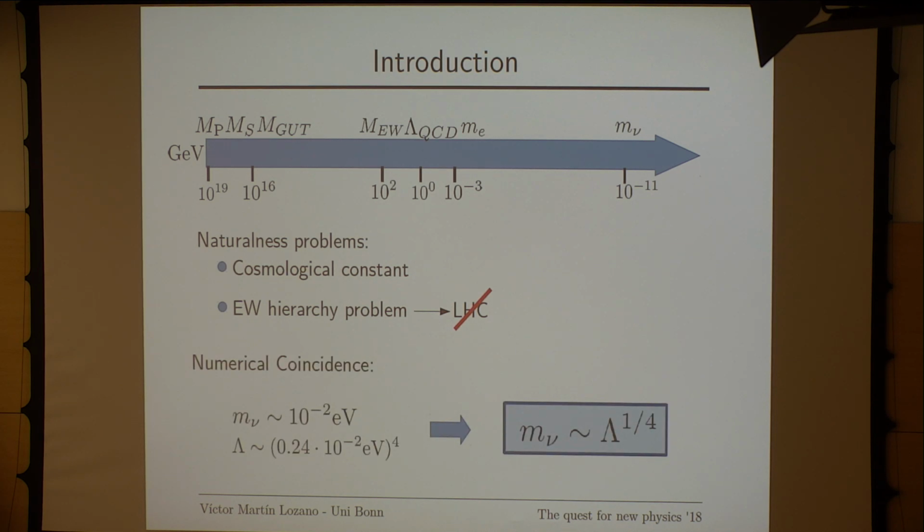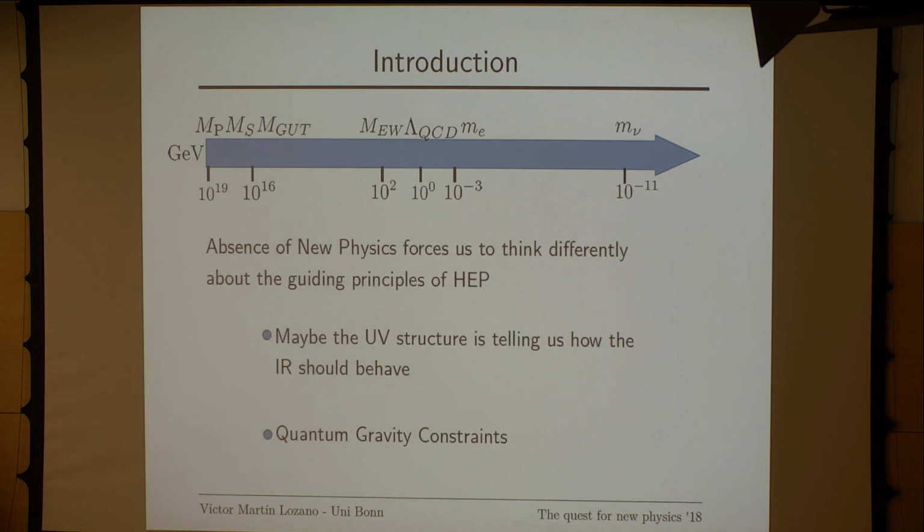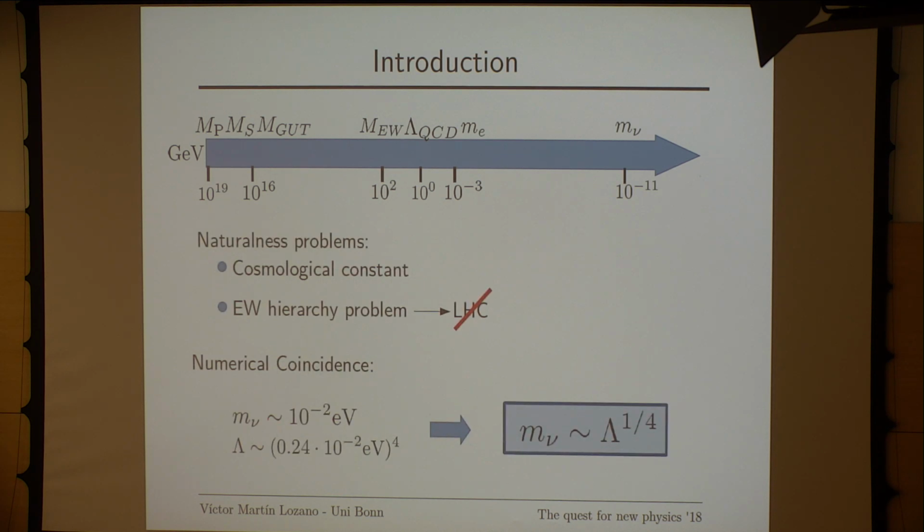For example, this is just a numerical coincidence that could be just by accident. If we compare the scale of the neutrino masses and the cosmological constant, we see that they are somehow related. You can say that this is just a numerical coincidence, that it is. But this could make us think that the absence of new physics forces us to think differently about the guiding principles of high-energy physics. So maybe the ultraviolet structure is telling us how the infrared physics should behave. In that sense, these two quantities could be related.